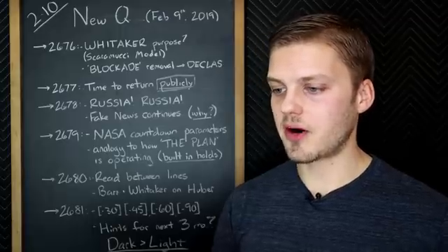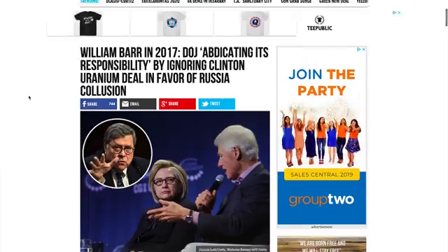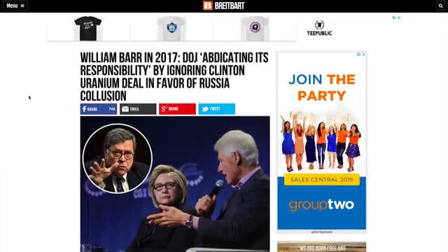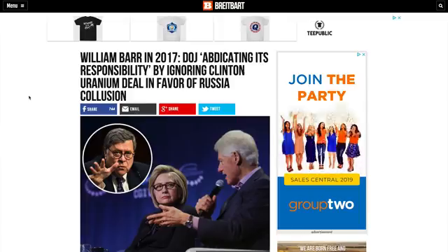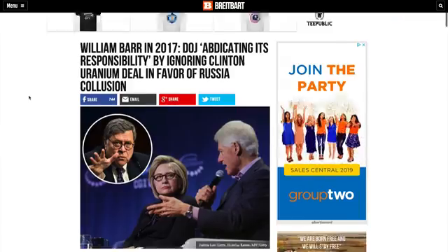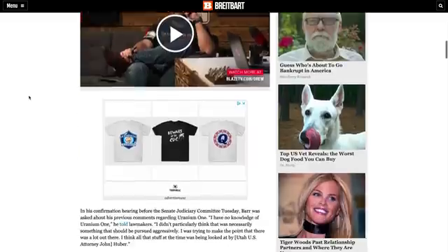And in this next Breitbart article, Q also linked us, William Barr in 2017, DOJ abdicating its responsibility by ignoring Clinton uranium deal in favor of Russia collusion. So William Barr saying this Russia collusion investigation's ridiculous compared to what we should be investigating in regards to Clinton. What's interesting is that this article also briefly mentions Huber right down here.